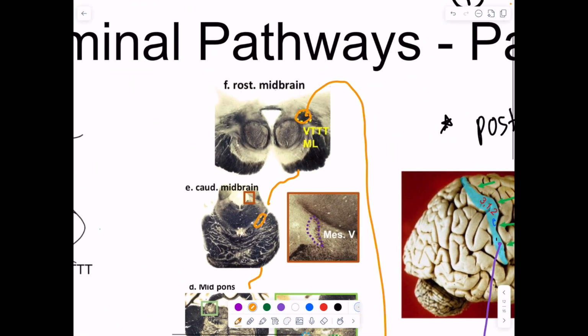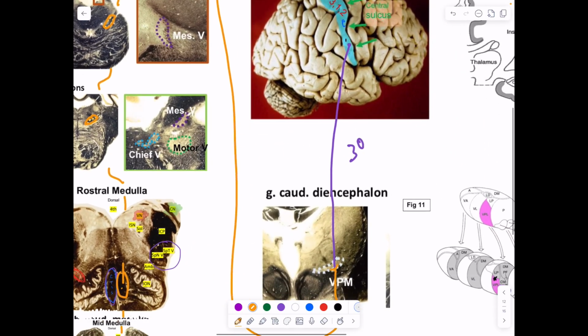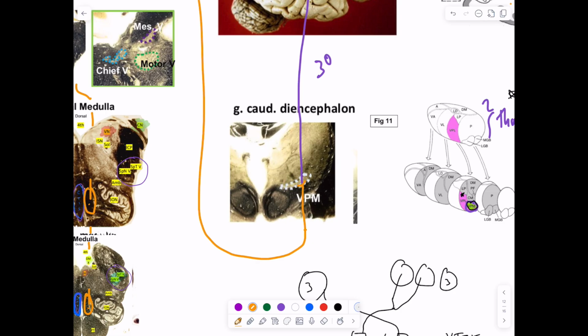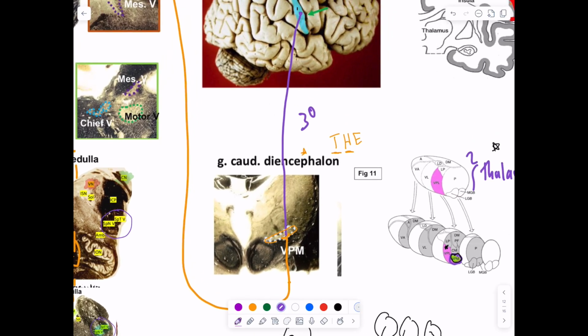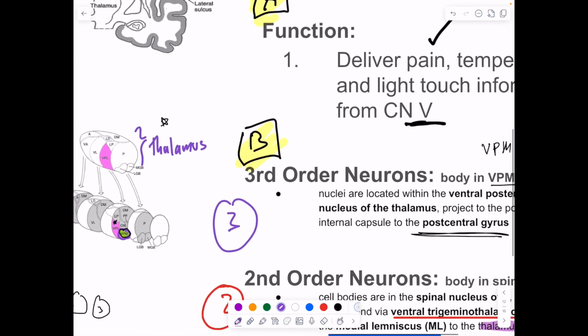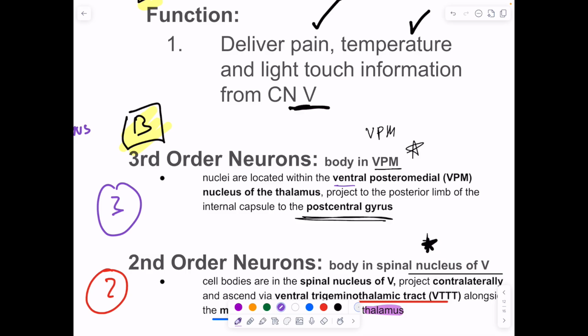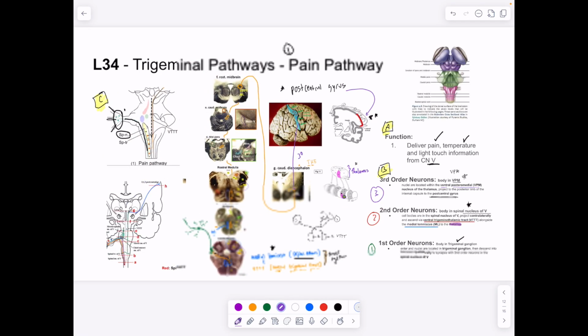All right, then we get to more of that in the rostral midbrain. We're getting so close to the thalamus. And then we get to, this is part of the thalamus right here. So diencephalon, remember, is V diencephalon for thalamus and hypothalamus. So now we synapse with our third order guy in VPM. And VPM stands for ventral posteromedial nucleus of the thalamus.